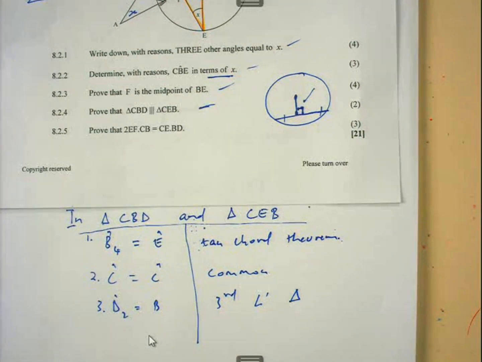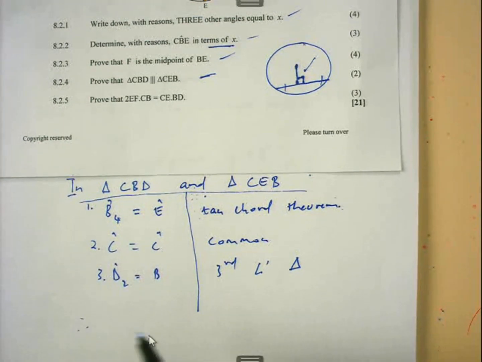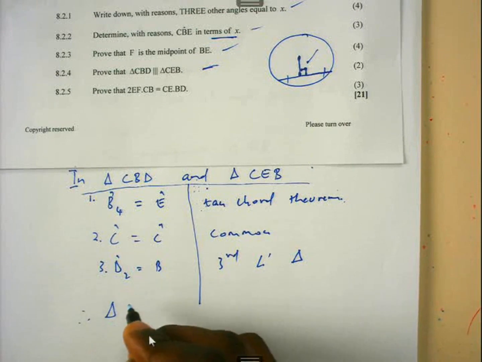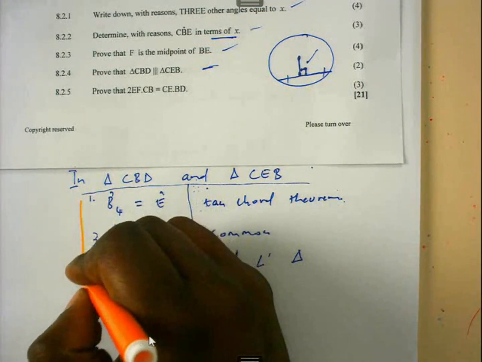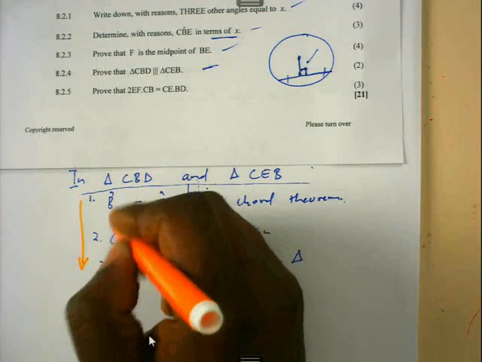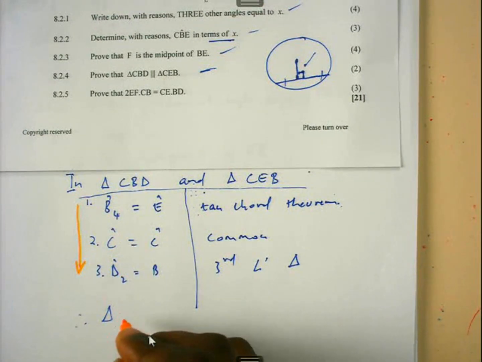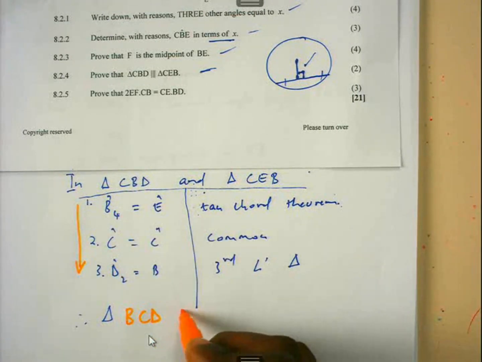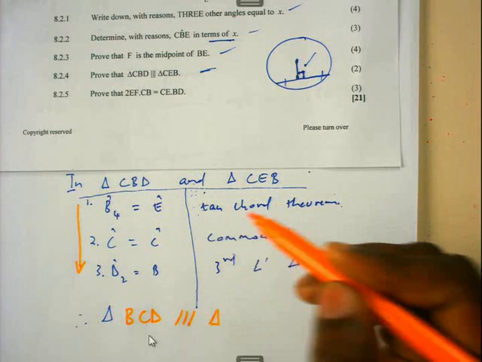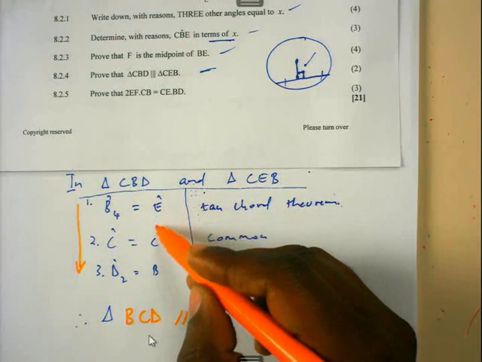Now we have those three pairs of angles equal to each other in the two triangles. Therefore, we can conclude that, now remember what we said, now that we have written this, you must write your triangles in the order of angles. Let me use this colored chalk. It will be triangle BCD, in the order of the angles, is similar to triangle ECB.